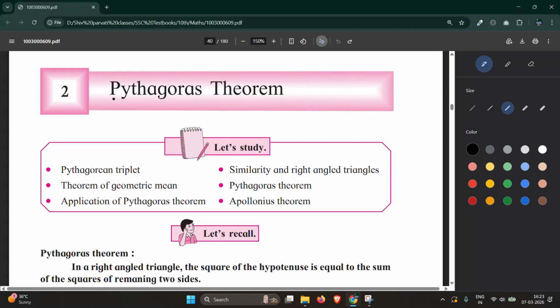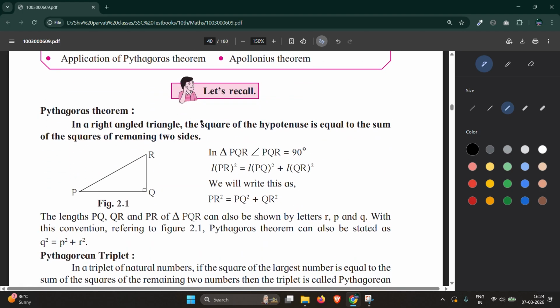So today we are going to revise the second chapter of M2 for the 10th SSC Board Exams, Pythagoras Theorem. This starts with a simple recall of what the Pythagoras Theorem is.